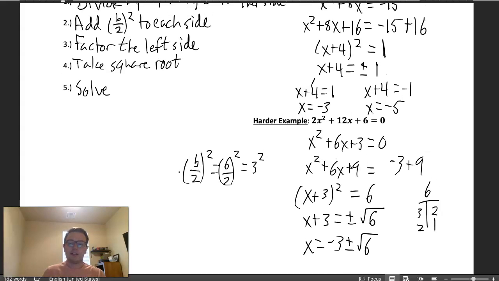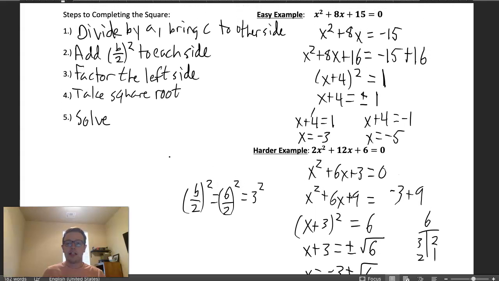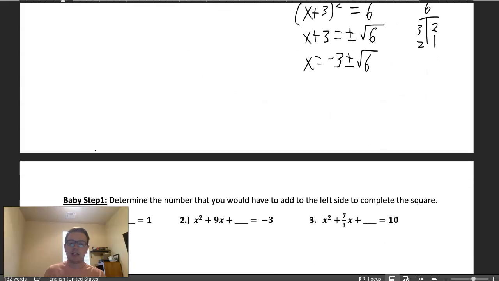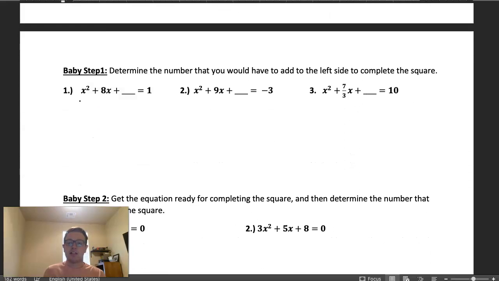I know this is confusing, so let's go ahead and do a couple of baby steps. We're going to start by figuring out what we need to add to both sides. For example, what do we need to add so that we can go through the next step and complete the square for this one? Well, we want to add b over 2 squared. So we're going to add 8 over 2, 4 squared. So we're going to add 16 to both sides.